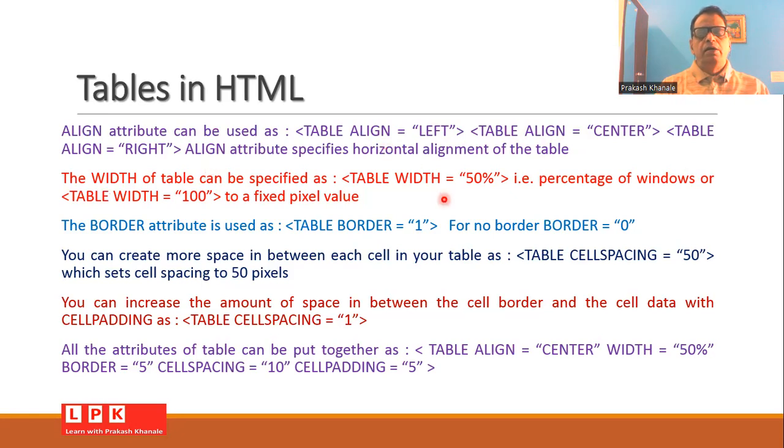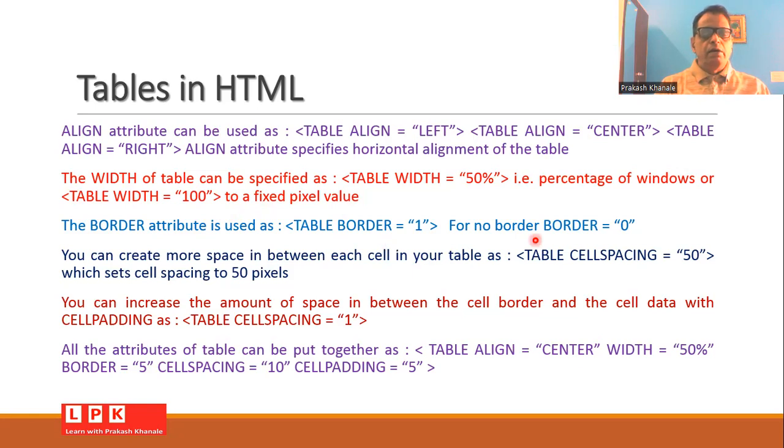The width of the table can be specified like this. Width equal to 50%, that is the percentage of the window. Or you can write it equal to 100%, so that the entire width will be assigned to the table. The border attribute can be used such as border equal to 1, or whenever you want no border, you can write it as 0.